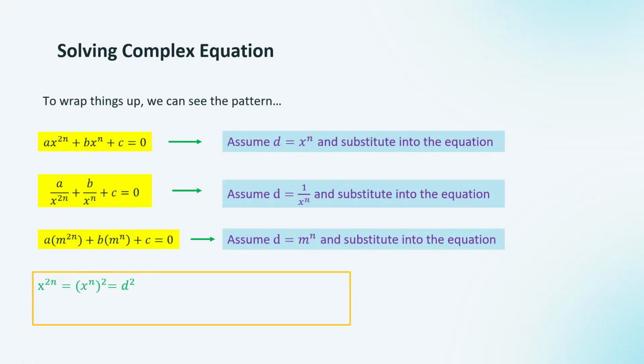So we need to remember the exponential rule that x to the power of 2n is equal to x to the power of n squared, which means it can be d squared, okay? Because we know that in the assumption, d is equal to x to the power of n. And then always ignore the imaginary solutions if there are any.